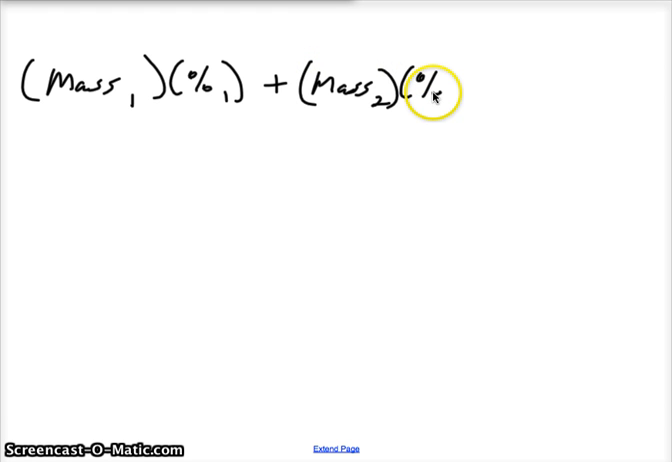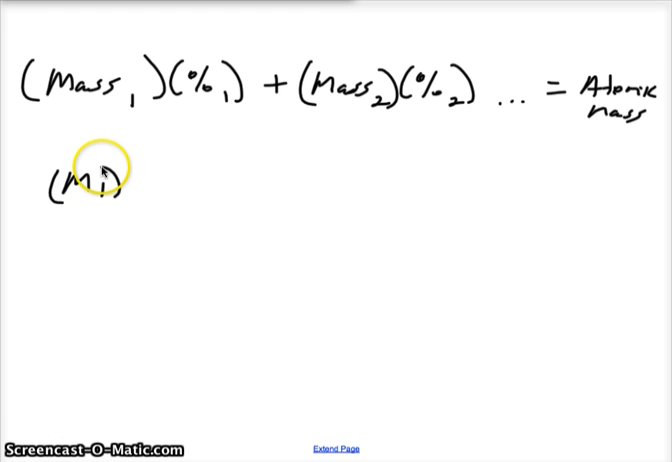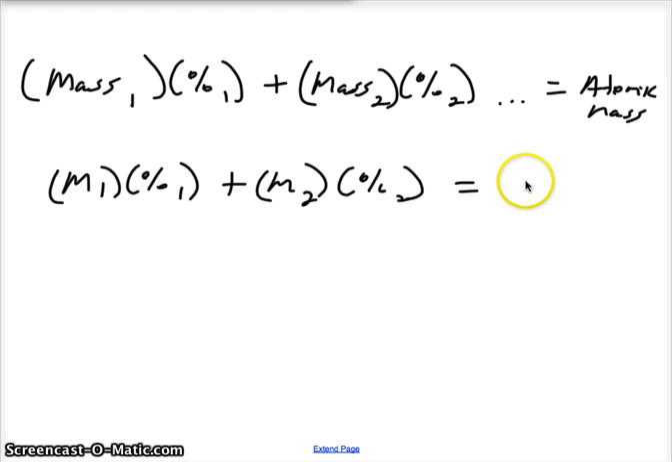And we can go on and on here, however many isotopes we have. So we can go dot, dot, dot. If we have 3 isotopes, we'll add a plus 3. If we had 4, we'll add a plus 4. And when you add all those up, you'll get the atomic mass of an element. Okay? And so we can shorthand that: M1 times the percent abundance of 1 plus M2 times the percent abundance of 2, and so forth and so on, equals atomic mass.